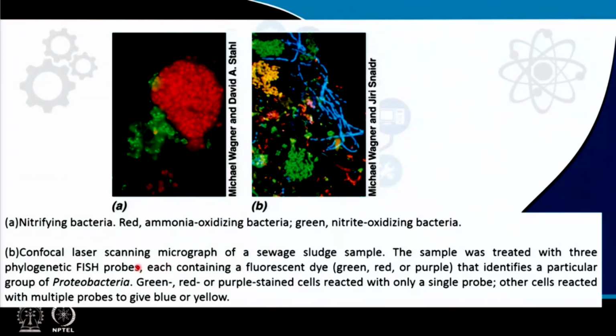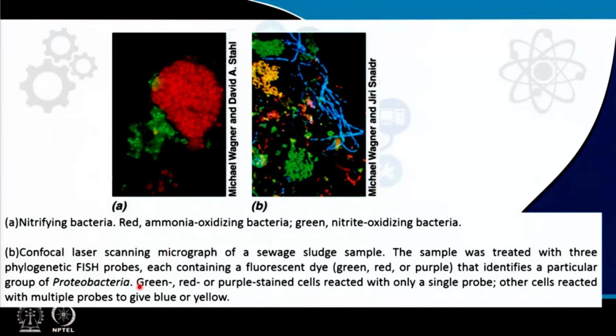As I mentioned, you can actually use multiple probes, but each of the probes will be different in terms of the organisms they are capable of detecting. So, a different phylogenetic probe means different taxonomic groups are targeted, each containing a fluorescent dye. In this case the green, red and purple dyes are attached. So, you can see very clearly, and that identifies a particular group of proteobacteria.